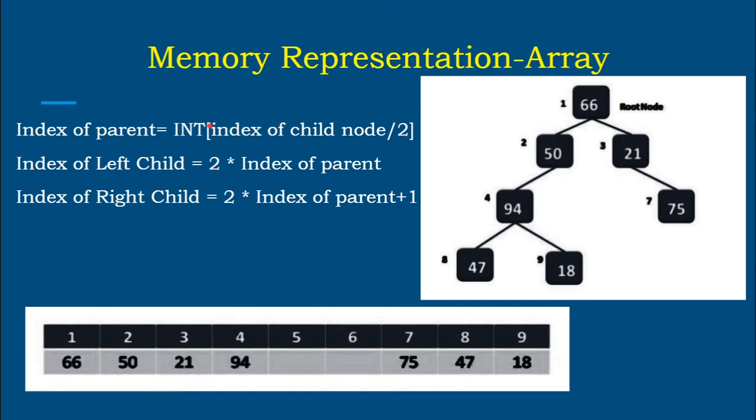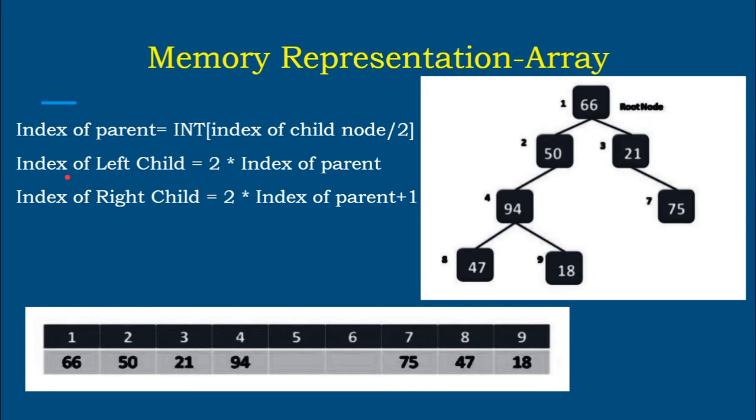Suppose you want to see the parent of this node 21. The index of this node is 3, and 3 by 2 is 1.5, but we are taking only the integer portion, so 1. So for both 50 and 21 we are getting the answer as 1, as 1 is the parent of 50 and 21. Then how to get the index of the left child and the right child?